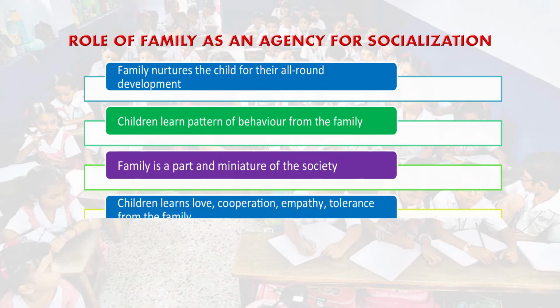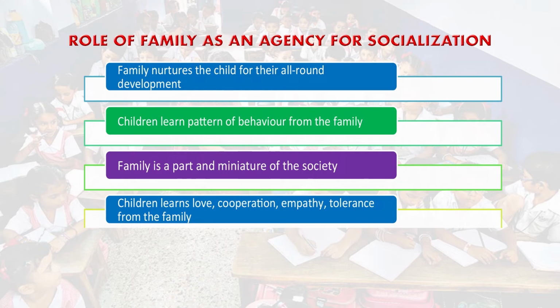Further, children learn love, cooperation, empathy, tolerance from the family. So these are the values that family really teaches to the infant, to the young child: how to live with proper cooperation, how to help others, and how to live with a bonding of love and affection, and how to develop the spirit of empathy, how to realize, how to feel another one's trouble, and at the same time how to help others also.